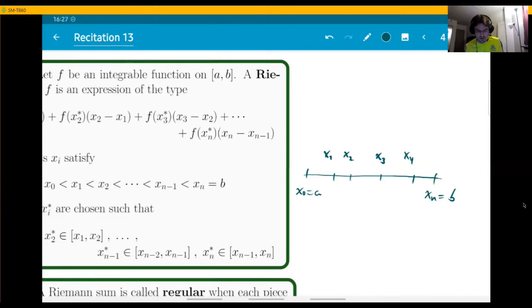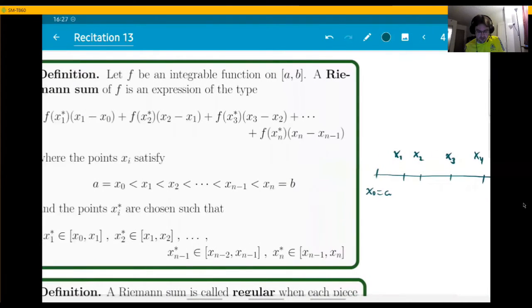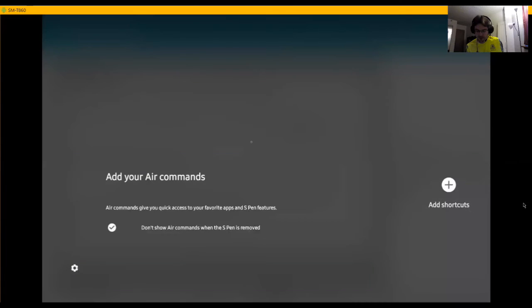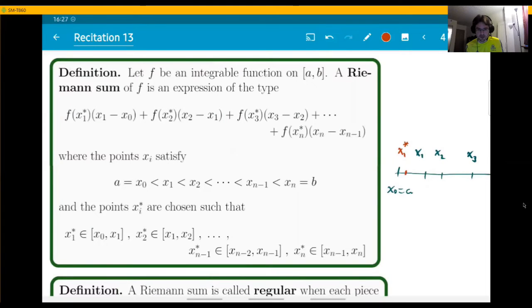That's a partition. And finally, you also have these points xi star. The points xi star should be chosen inside each one of the intervals. So x1 star is some point inside of the first interval. Imagine here's your first interval from x0 to x1. There's going to be a point x1 star somewhere in that interval. And then x2 star is somewhere inside of the next interval. It could be, for example, the right endpoint of that. And so on. You're going to have these points.